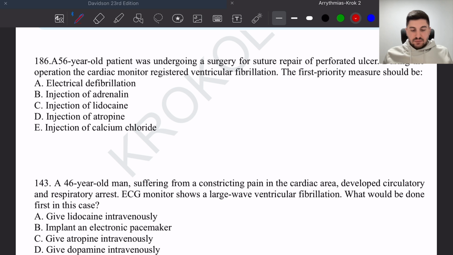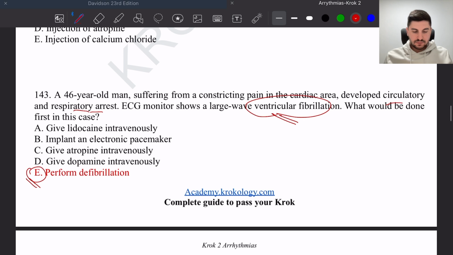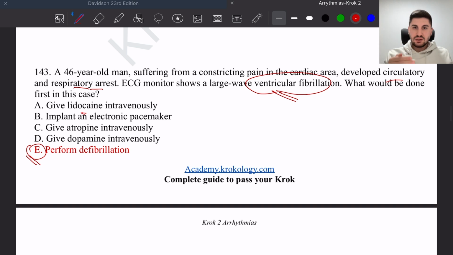Here we see that the patient has undergone a surgery. During the operation, the patient was having ventricular fibrillation, so the first measure should be electrical defibrillation, as we discussed. Also, a similar question: this person is having a circulatory respiratory arrest, clinical death, and the ECG shows ventricular fibrillation. What you should do: defibrillation, not lidocaine intravenously. Lidocaine, remember, is for stable paroxysmal ventricular tachycardia. And at the end of the video, I will show you a table with all drugs or interventions with the disease, just in one table, so you can see the differences.